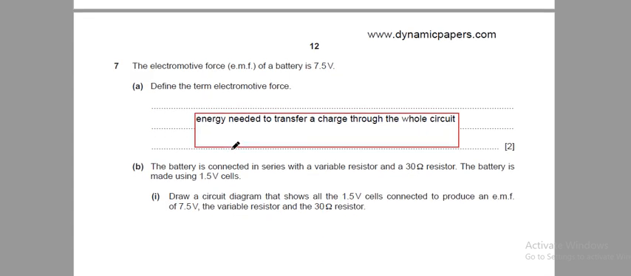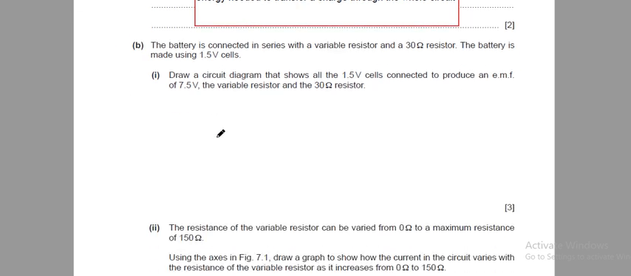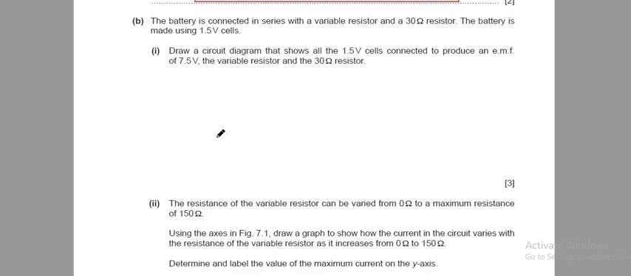EMF of the battery is 7.5. Define EMF: energy needed to transfer a charge through the whole circuit. The battery is connected in series with a variable resistor and a 30 ohm resistor. The battery is made using 1.5 volt cells. Draw a circuit diagram that shows all of the 1.5 volt cells connected to produce the EMF of 7.5. It will certainly be a series connection, where the negative of one cell is connected to the positive of the other cell.